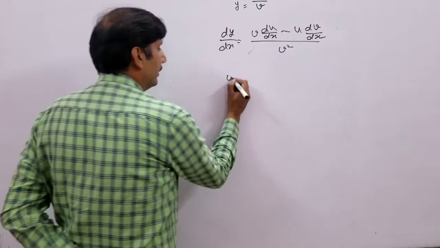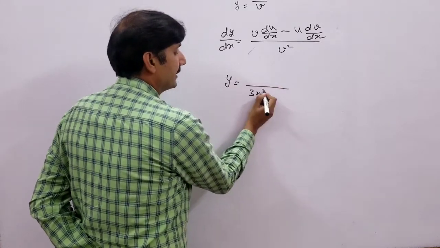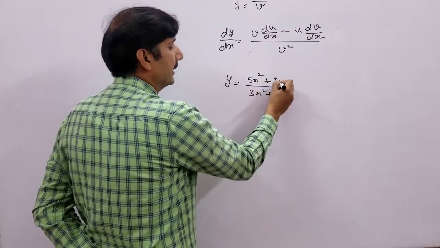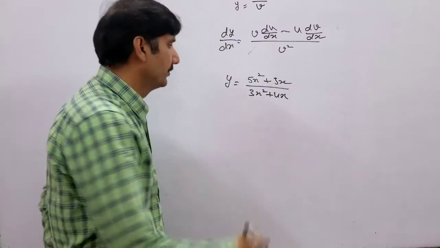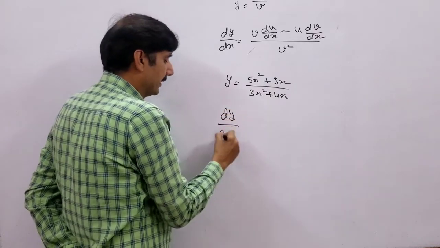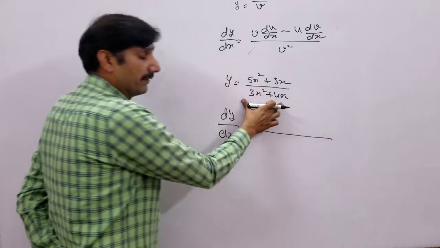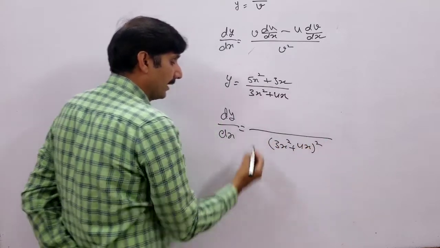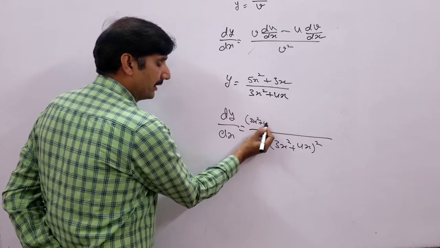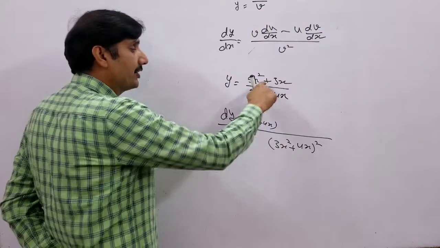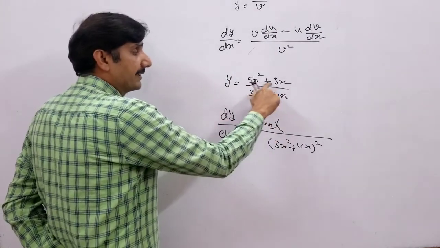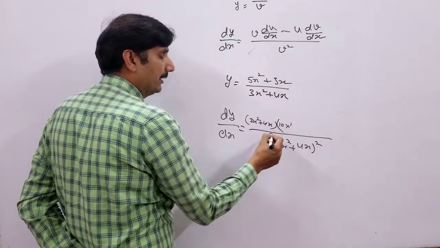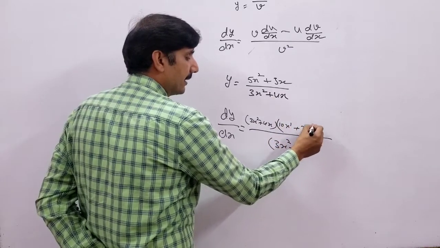I take an example. y is equal to 3x square plus 4x over 5x square plus 3x. How to differentiate it? dy by dx would be equal to, write down the square of the denominator in the denominator. Write down the same denominator again over there and differentiate the numerator. 5x square plus 3x: this 2 and 5 get multiplied, 10x raised to the power 1 plus 3x raised to the power 0.